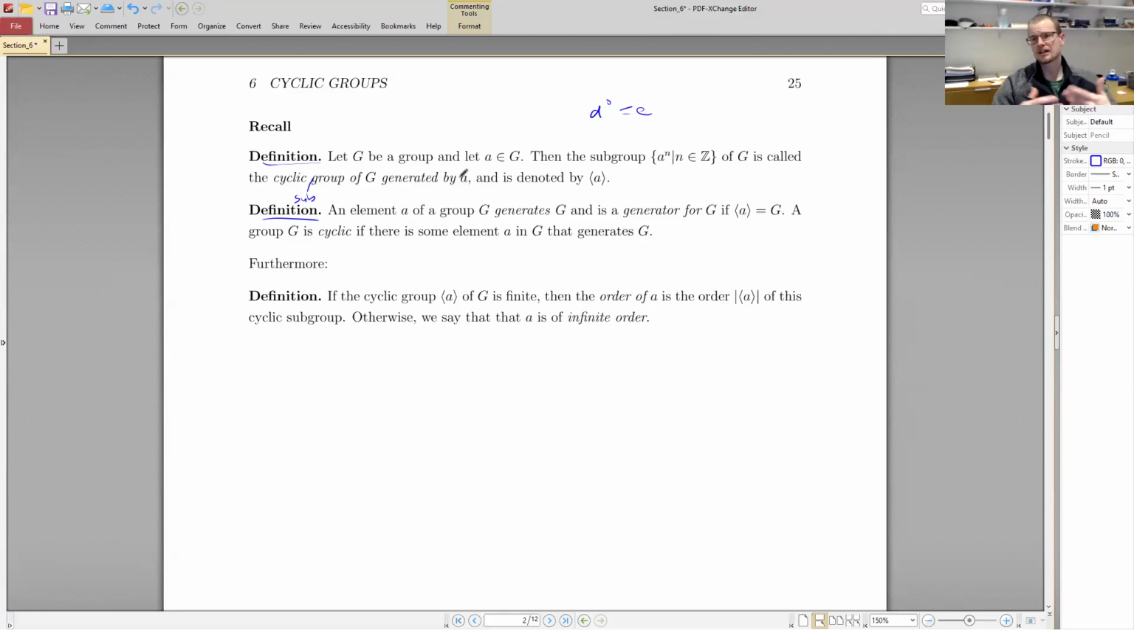Excellent. So we can take that a little bit further and just say, well, what if we're just generating the whole group itself? Well, then we say that G is cyclic and that the element A in G generates G. So that's fine. So this is the notation for the group that is generated by A, or the subgroup, depending on the scenario you're looking at. So we have A generates a group. If it generates a subgroup, awesome. If it generates the whole group, cool. We call the whole group cyclic in that case.